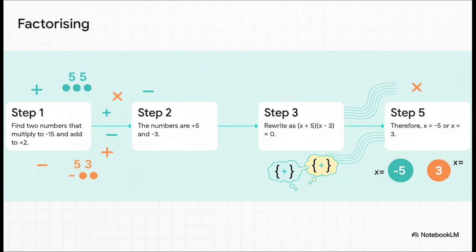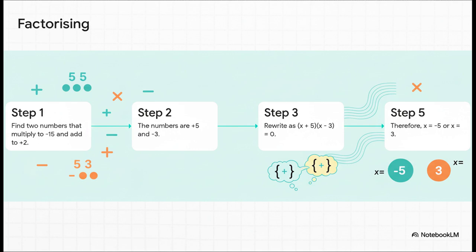Let's give factorizing a go. For x squared plus 2x minus 15 equals 0, we're on the hunt for 2 numbers. They need to multiply to make the end number, negative 15, and add to make the middle number, plus 2. After a bit of thought, you'll find the numbers are plus 5 and minus 3. So we can rewrite our equation into 2 brackets, x plus 5 and x minus 3.